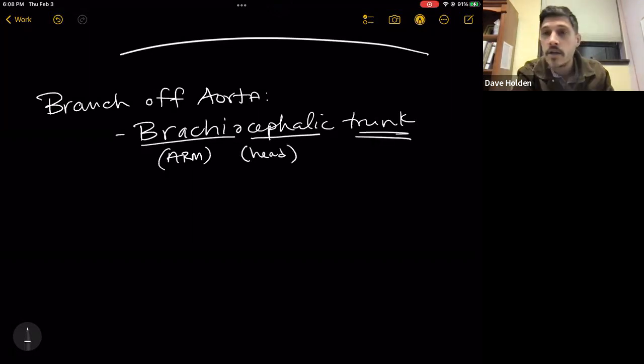A trunk just tells you it's usually one vessel that's about to split. We are getting to the point where we're about to split. So when we split, where are we going? We are going to the arm and the head. You see how we name that?